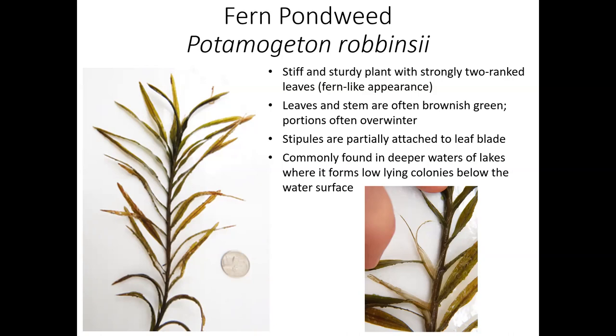This species is also a little different in where it likes to grow in lakes. Many of our pondweeds like to root in the bottom of the lake and shoot up towards the surface, where the light is. However, fern pondweed is pretty content hanging out in the deeper waters of lakes. Often you won't see this plant from the water surface at all. You might have to toss down a rake or pull up an anchor in deeper waters. When it grows in these deep areas, it forms very low-lying colonies. Often when you find this plant, you find lots of it, well below the water surface. This plant does not form any floating leaves, and it also does not have any turions.